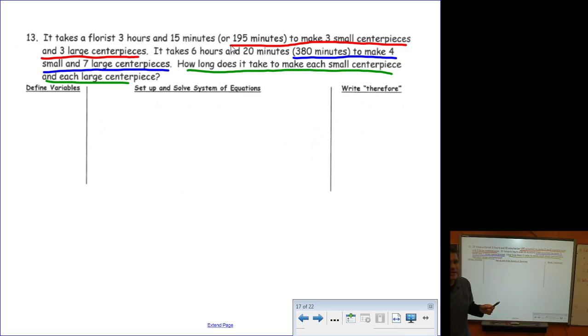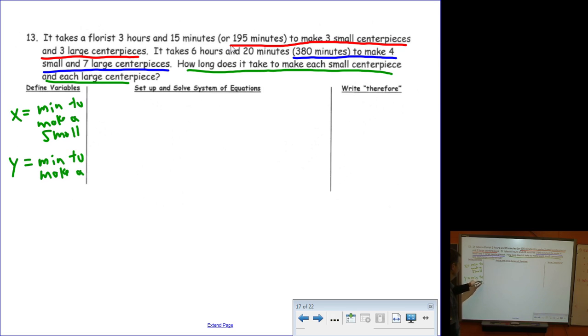So again, the green is my question, and 95% of the time you want your variables to be the answer to the question. So I'm going to have x be minutes to make a small centerpiece, and I'm going to have y be minutes to make a large centerpiece. And then again, I have color-coded the equations.